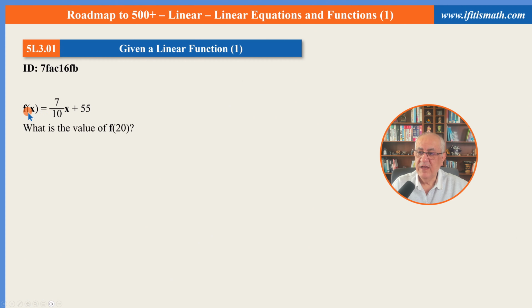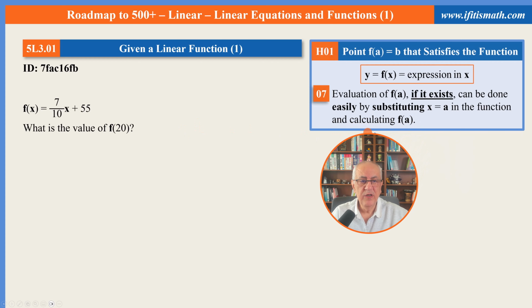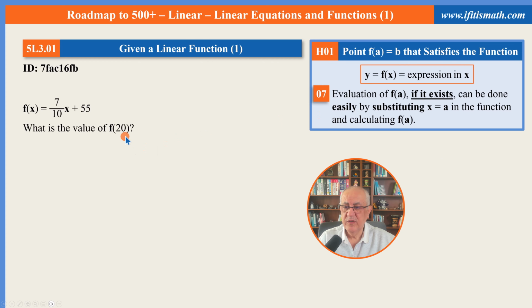All right, here we have a question coming from the question bank of the College Board. We are given a linear function, and they're asking what the value of f(20) is. If you notice, we have f(x), meaning x equals 20. For this question, we are going to use this rule. We just take x equals 20 and substitute it here. When we do that, we end up with f(20) equals 69. 20 over 10 is 2, times 7 is 14, plus 55 is 69.